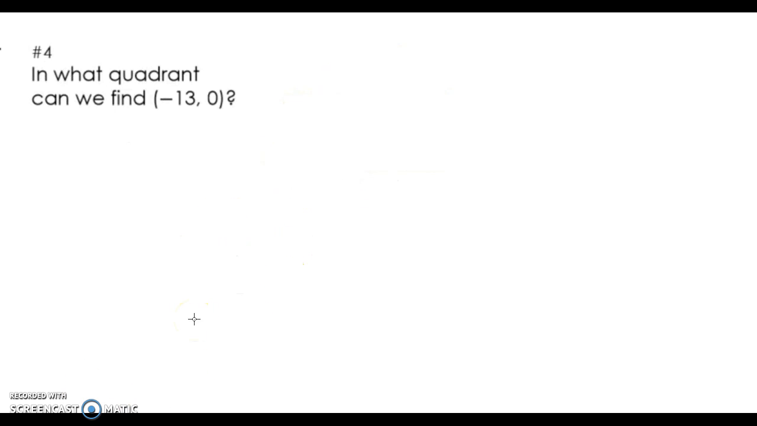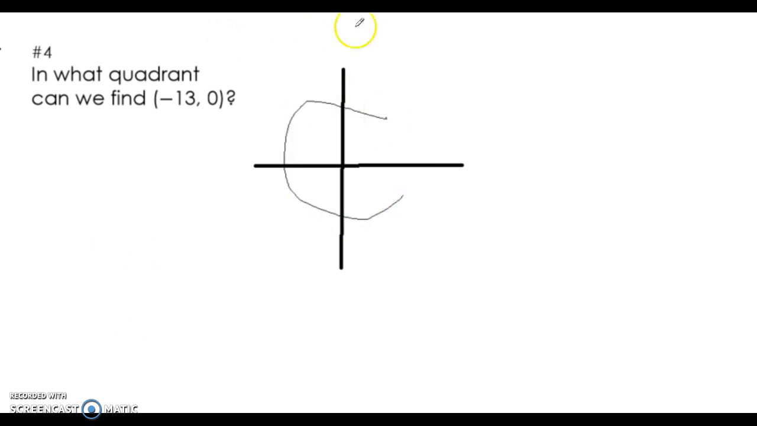All right, number 4 says, in what quadrant can we find negative 13, comma 0? That's our coordinates right there. Well, when we're talking quadrants, we always would think of our number line, or our plane, coordinate plane right here. And just think of the big C, right? We're going to say quadrant 1 is right here. Quadrant 2 is over here. Quadrant 3 is over here. And quadrant 4 is over here.